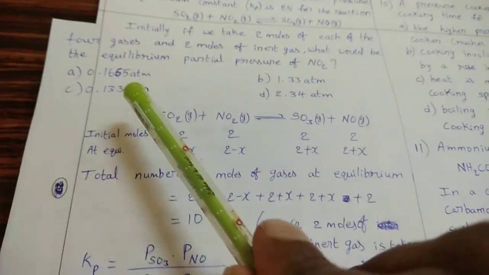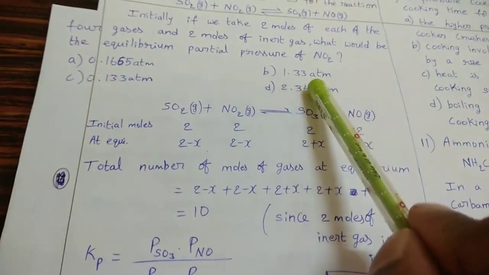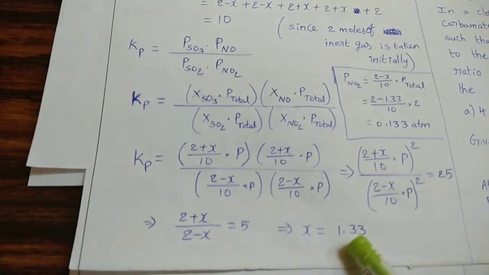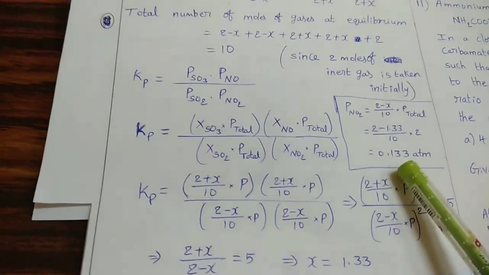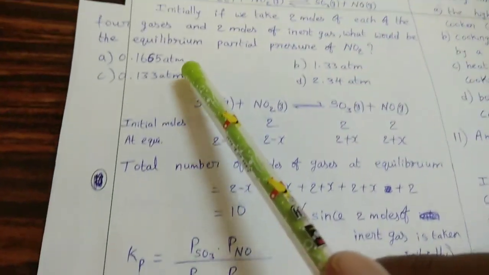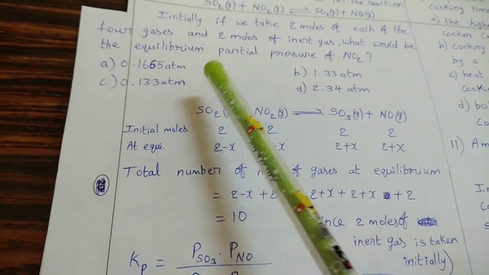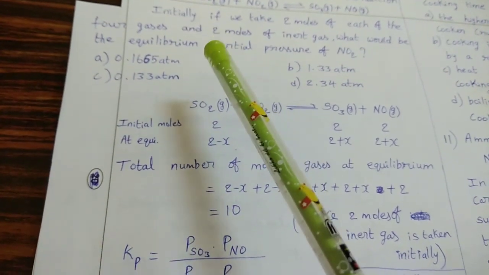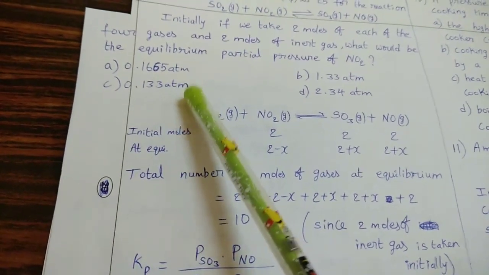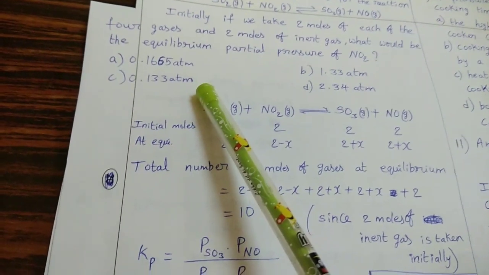See the options carefully. This is not the answer. The same B option we also got here, but this is not the final answer. This is the final answer. So option C is the answer. So be careful while you are selecting the option. C is the option for this question. Okay. Next. See the next one.